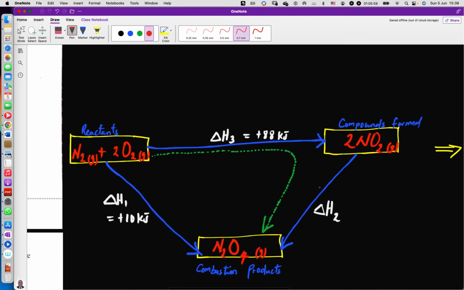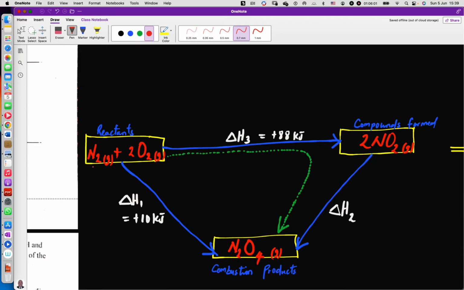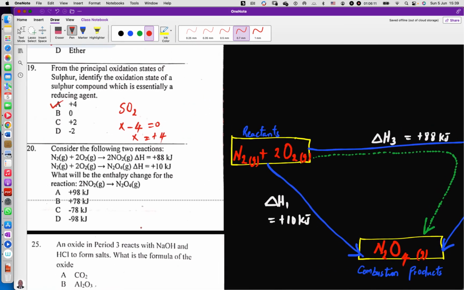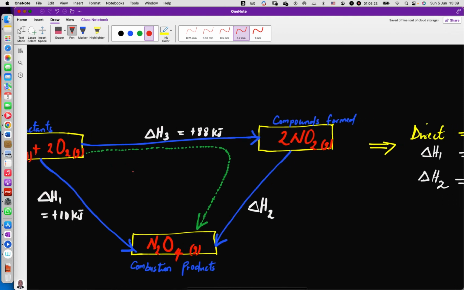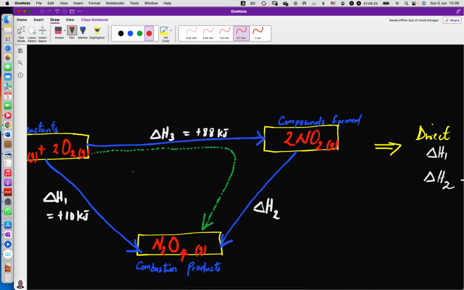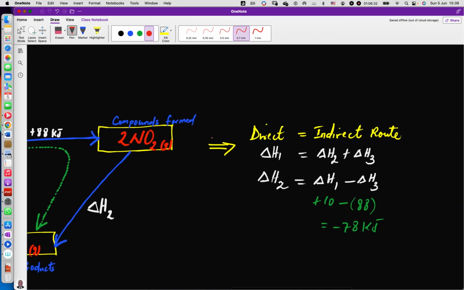Enthalpy 1 is from nitrogen plus oxygen to this. The value is 10. It is clearly given. Then enthalpy 3 is what? Enthalpy 3 is from here to NO2, and it is plus 88. The value is given. It is plus 88.